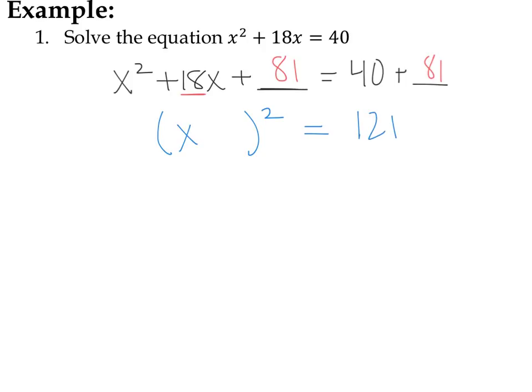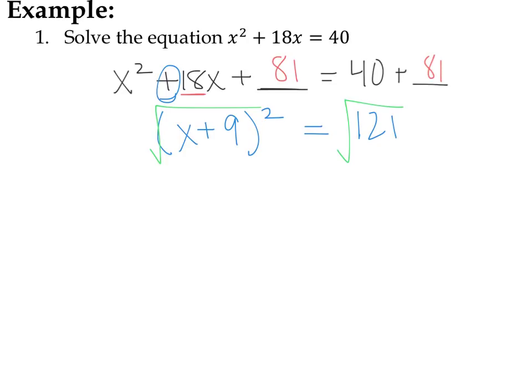So my goal was to get that perfect square. So we know it's going to be x plus something since this sign is a positive. Well, what's the square root of 81? It's 9. That's it. Now, when we did square root problems before, once we have something squared, we can square root both sides. So I have something squared. So all I'm going to do is square root my left side, which means I have to square root my right side.